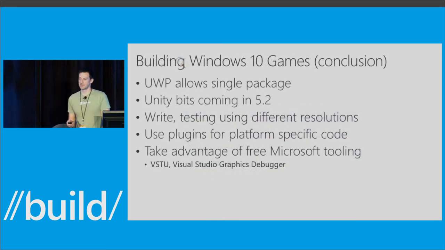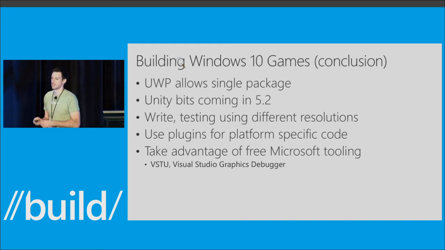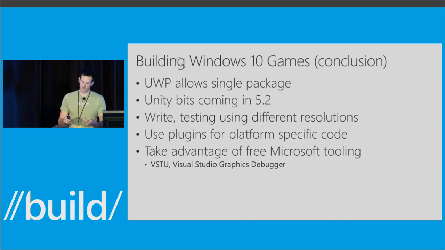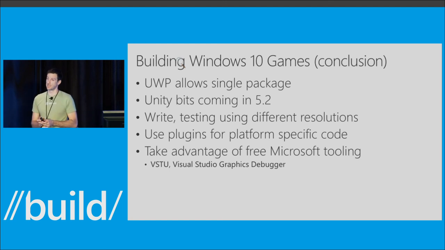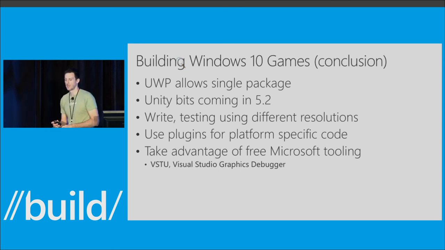Now, building Windows 10 games, remember that Universal Windows Platform and Universal Windows Apps, they allow a single package. They are a single package. You can target one or you can target multiple. It's up to you as a developer. The bits you're going to want to look for are coming in Unity 5.2. Write your game and ensure that you're doing testing using all those different resolutions. Go into Visual Studio, run it in a simulator, run it on different devices. I like to use Unity even before I get to there and just change my aspect ratios, set it all up inside of Unity, see what it looks like. It's a real quick way to test it out.